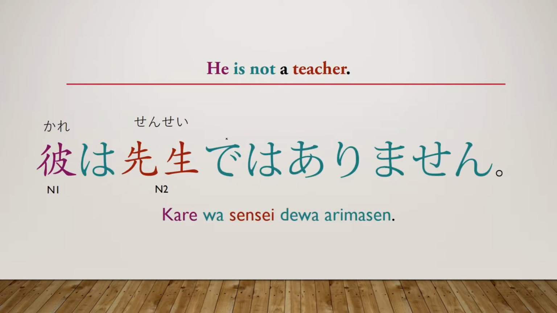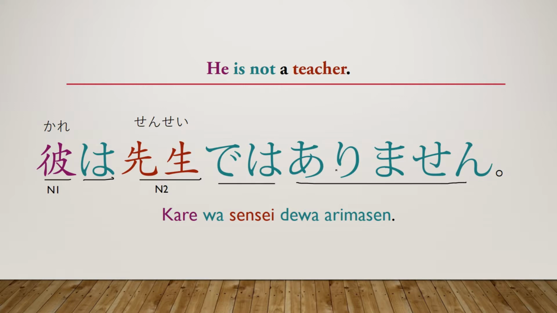Okay, I decided to take the same examples from the first video and just make their opposites. So the first one is, he is not a teacher. Kare wa sensei de wa arimasen. So this is the full structure, full politeness. You might see this one written. So kare wa sensei de wa arimasen.